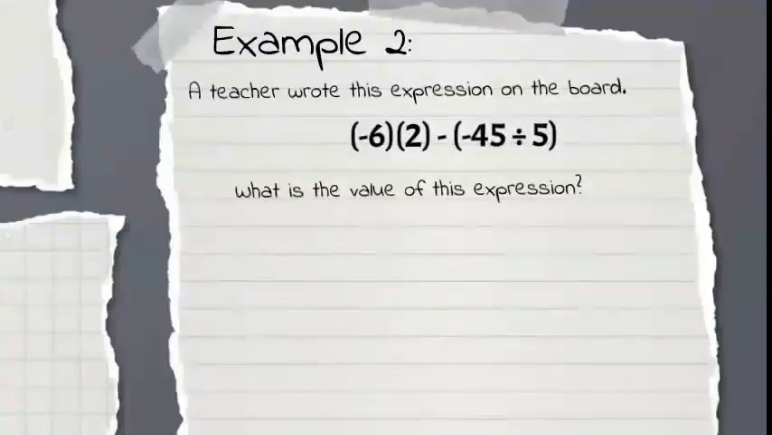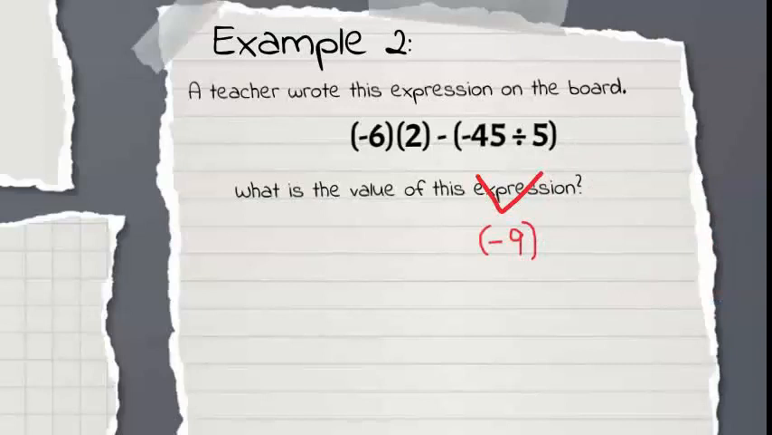Let's try another one. Example 2. A teacher wrote this expression on the board. What is the value of this expression? We want to start in the parentheses. Negative 45 divided by 5. 45 divided by 5 is 9, and they have different signs, so our answer is negative.